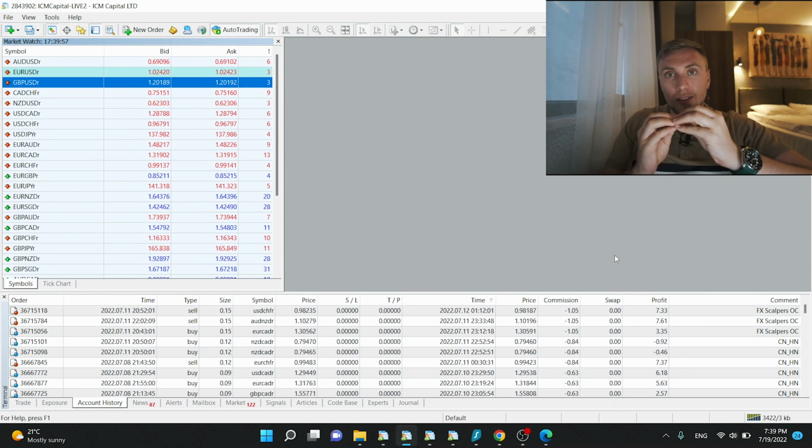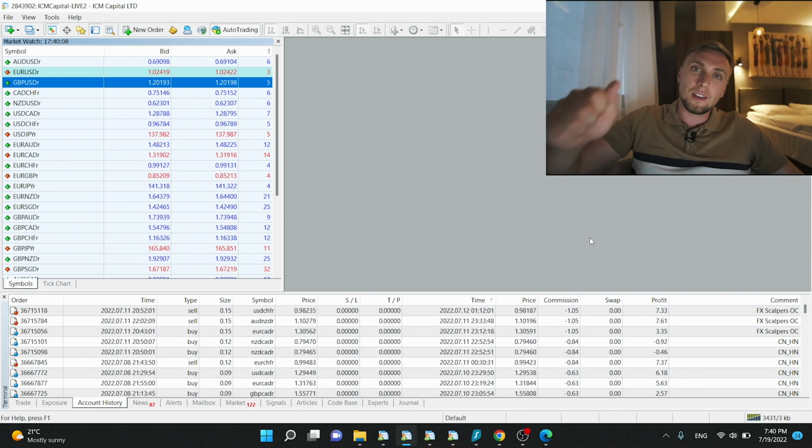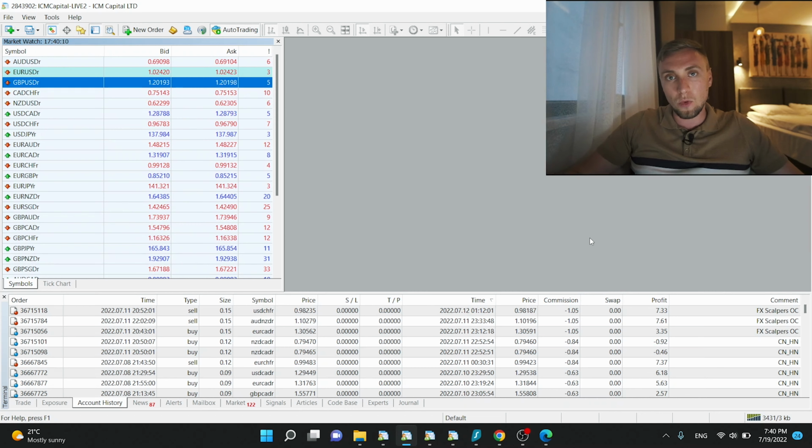Commission, it's fixed. So if you open and close a position, it's a fixed $7. If you hold a position for 1 week, it's $7. If you hold a position for 1 month, it's $7. But because of the swap, it will charge more, and in the end you will pay way more than the spread.